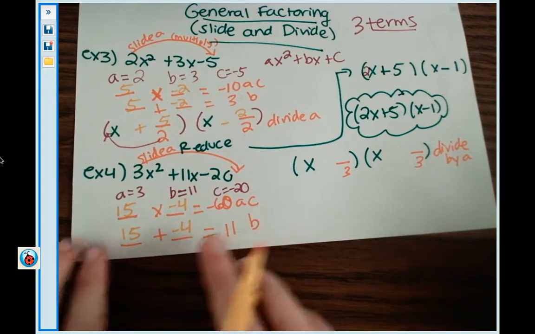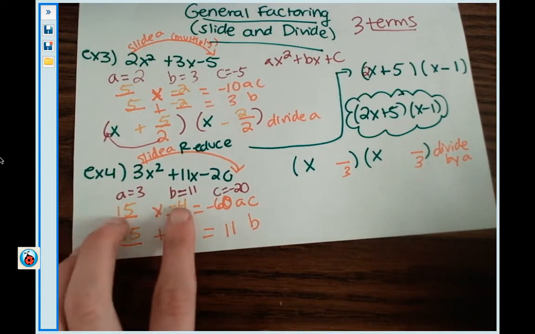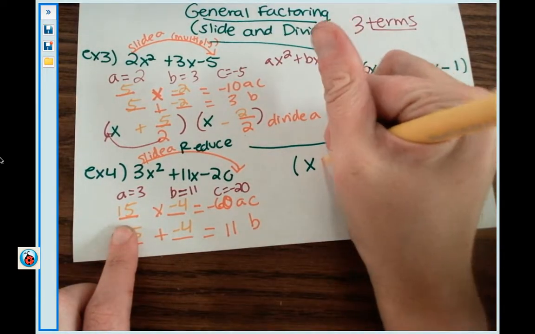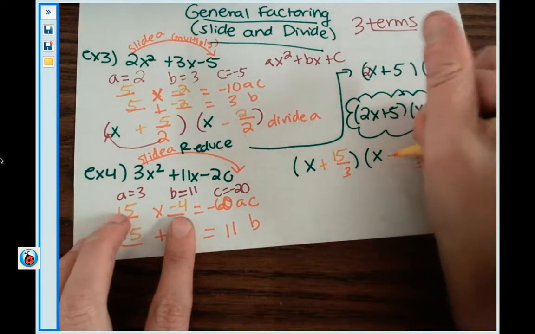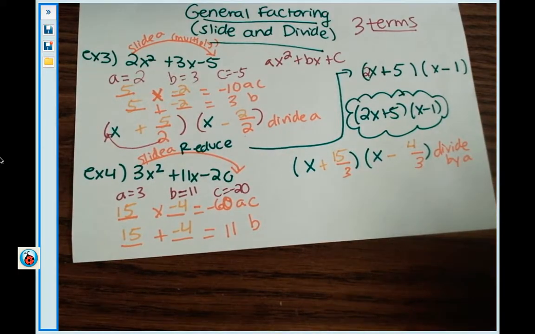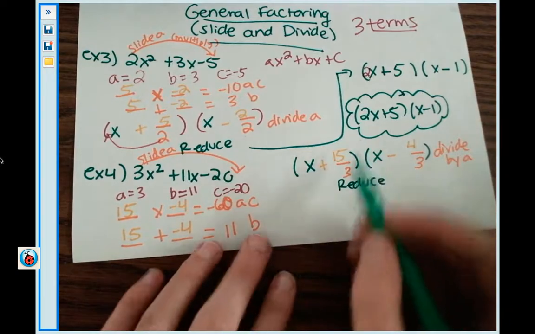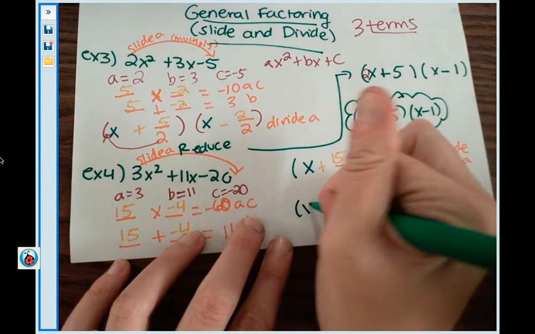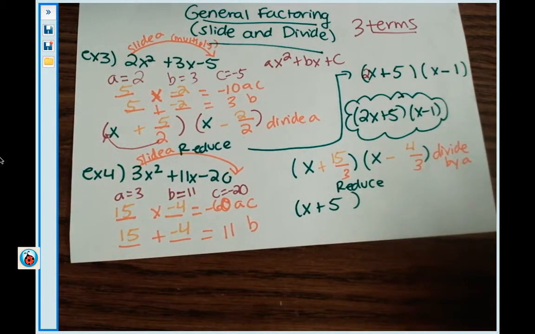Okay, but anyways, after I find 2 numbers that multiply to be negative 60 and add to be 11, I move these numbers into my parentheses. So I have a positive 15, so it'll be plus 15. And I have a negative 4, so it'll be minus 4. Okay, my next step is to reduce these down. Okay, which I can reduce down 15 thirds. 15 divided by 3 is 5, so it'll be x plus 5. Now over here, I cannot reduce this down. Okay, 4 over 3 doesn't reduce.